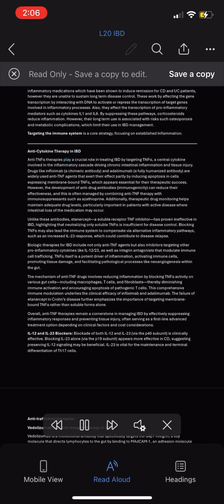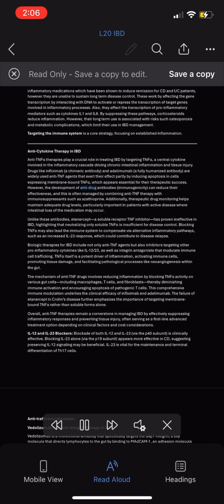Anti-TNF therapies play a crucial role in treating IBD by targeting TNF, a central cytokine involved in the inflammatory cascade driving chronic intestinal inflammation and tissue injury. Drugs like infliximab, a chimeric antibody, and adalimumab, a fully humanized antibody, are widely used anti-TNF agents that exert their effect partly by inducing apoptosis in cells expressing membrane-bound TNF, which appears essential for their therapeutic success.